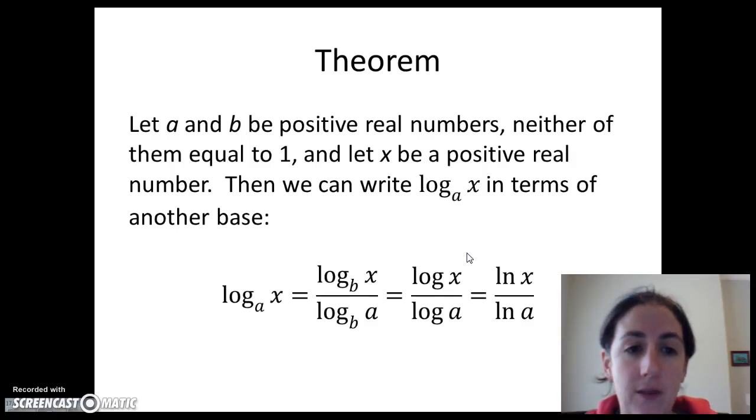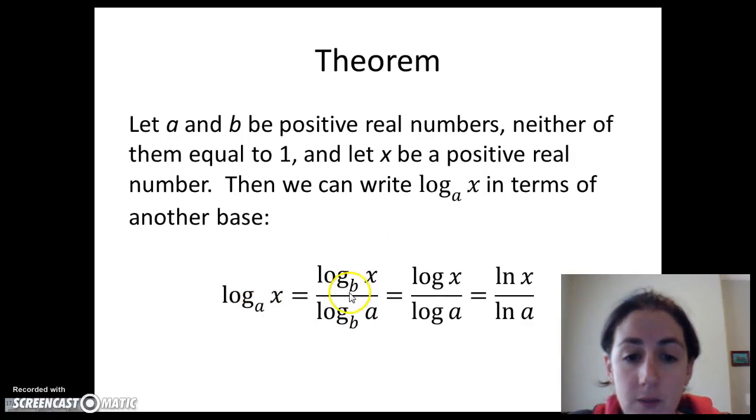What we can do is, if a and b are positive real numbers and they're not equal to 1, and x is a positive real number, we can rewrite log base a of x in terms of any other base. So we could take log base a and rewrite it in terms of base b, where you take log base b of what you were taking the logarithm of, divided by log base b of the original base.